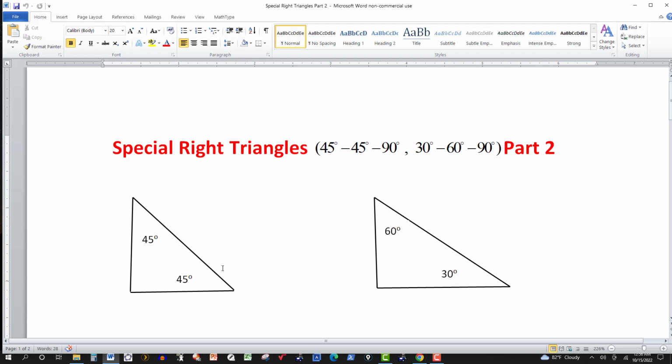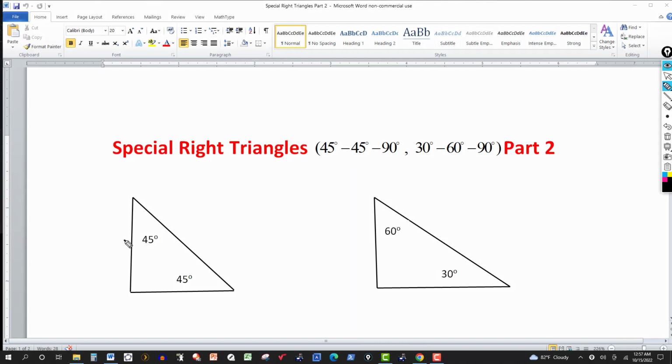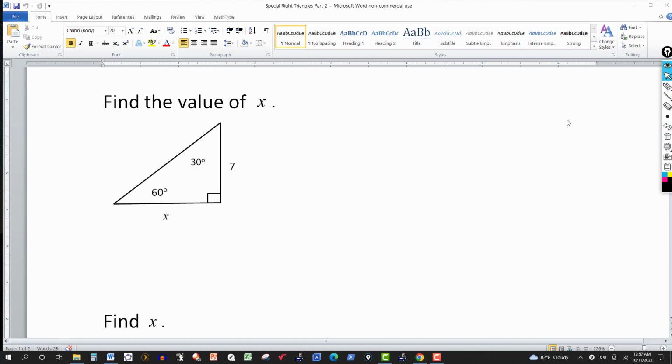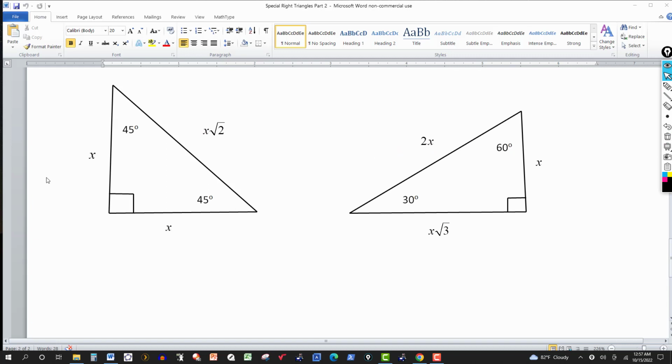For this first model here, 45, 45, obviously this is an isosceles triangle, so the legs of this triangle are the same length. So if this has a length of x, this has a length of x. And I showed you how to derive this model. So let's look at the two models. We have a right triangle here, and the legs of the triangle are the same length. We're going to call them x and x.